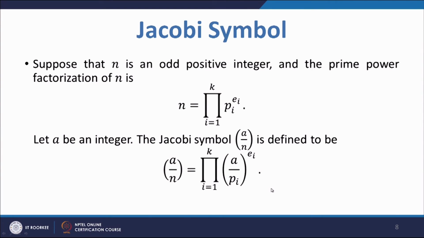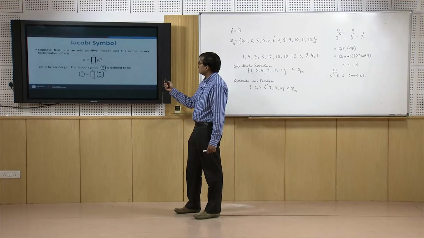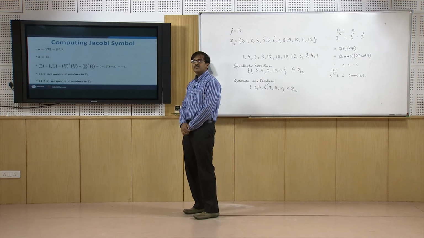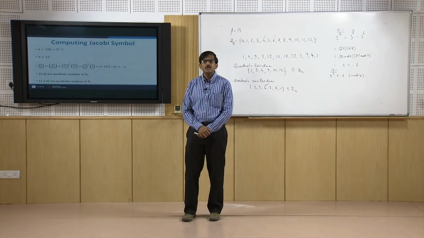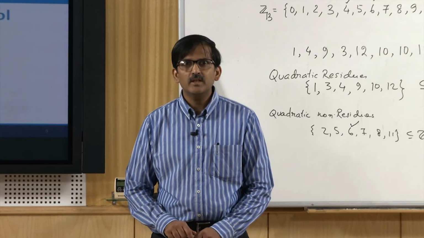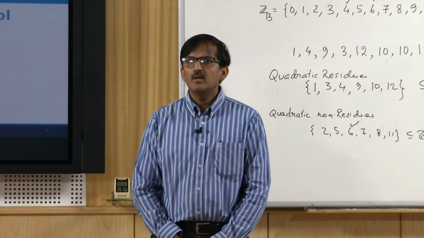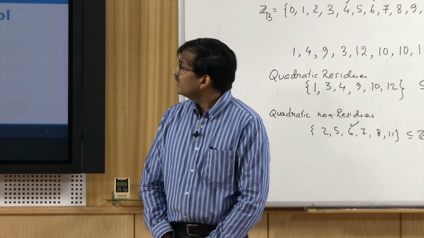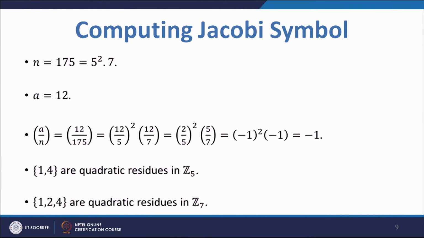So, if you would like to calculate the Jacobi symbol for a particular pair, let us come to the next slide. Here we have n, which is 175. It is an odd positive integer, and it factorizes as 5 square into 7. So, that gives me 175, and let us take a equal to 12. We would like to calculate the Jacobi symbol of a by n. So, it is 12 by 175.